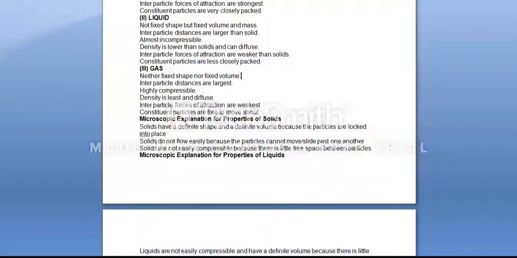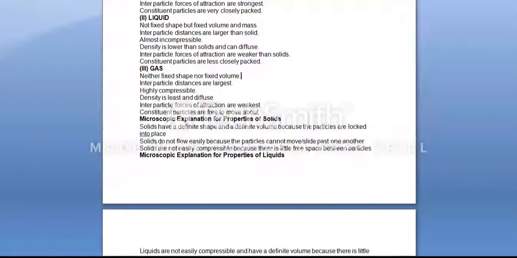A question arises: if we spread a gas in the corner of a room, why does it spread out to the whole room? It is because gas can diffuse from one particle to another and pass on to another, which makes gases highly diffused matter. Interparticle forces of attraction are weakest.